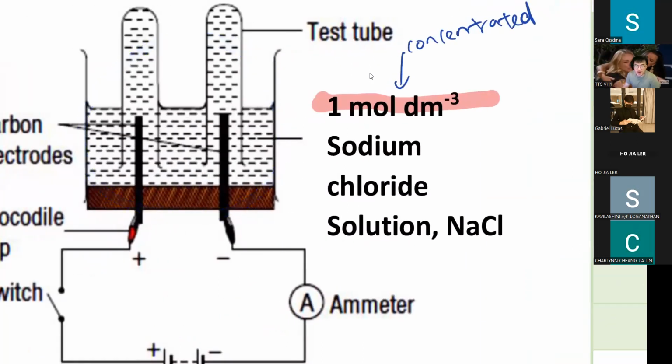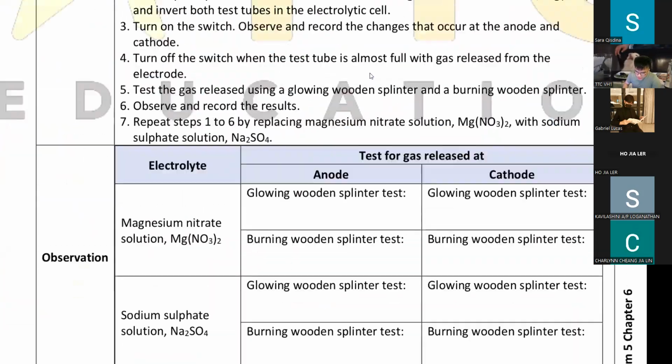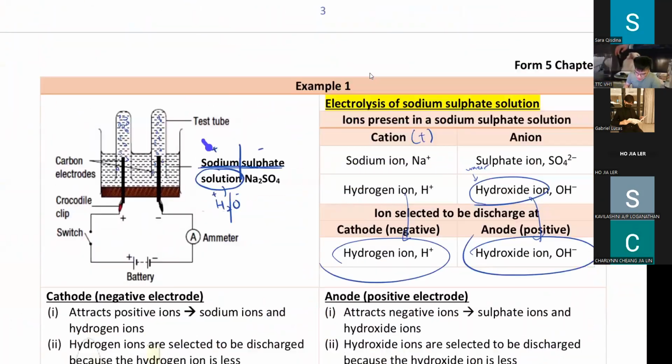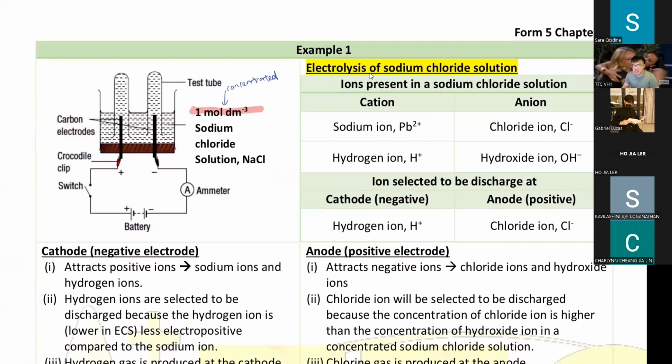This is very concentrated. You have a very salty cup of water. Just now, in situation 1, when they mention nothing about the mole per decimeter cube, that means don't care. That is situation 1. Situation 2 is when you see that concentration there.